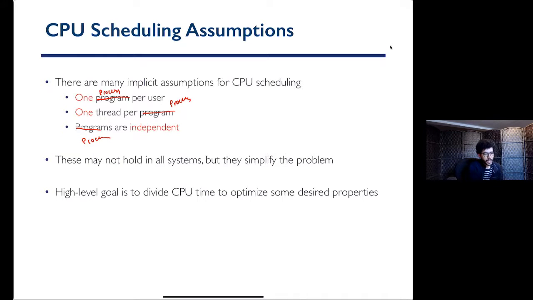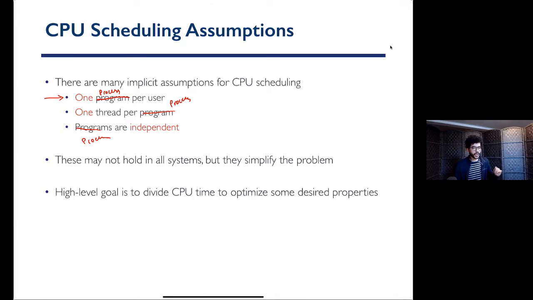So for instance, when we talk about fairness, it's important to know: are we going to enforce fairness across users? Are we going to enforce fairness across processes? Or are we going to enforce fairness across threads? With these assumptions, all of them are equal. There is only a single thread per process per user. But in general, that might not be the case. You might have a user with multiple processes, and each process might have multiple threads. Then if you're talking about fairness, it's important to say which level you're talking about.